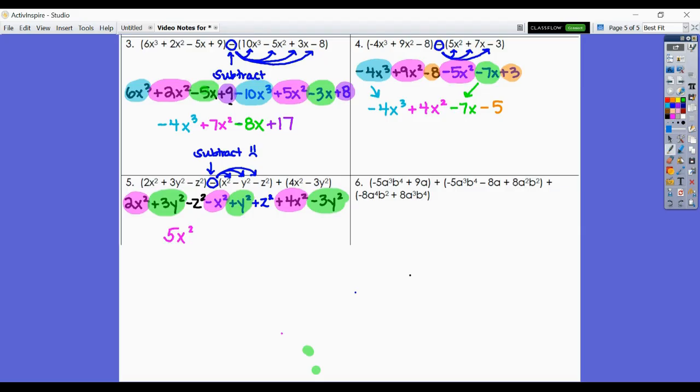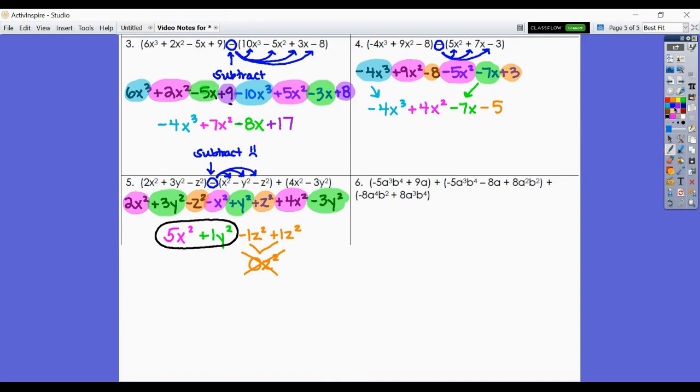Then last term we have here are the z squareds. We have negative z squared plus z squared. Remember, when there's no number in front of those, it's saying negative 1z squared plus 1z squared, which we know negative 1 plus 1 is 0. And when I have a 0z squared term, that just cancels itself out, because 0 times anything is just 0. So my final answer here will be 5x squared plus 1y squared.